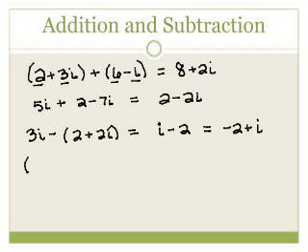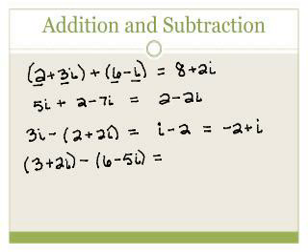Let's take 3 plus 2i, and we want to subtract from that complex number 6 minus 5i. Okay. So we want to go 3 minus 6, so that will give us a negative 3. And then we also want to go 2i minus negative 5i. So we're actually adding 5i to 2i, so it would be plus 7i.